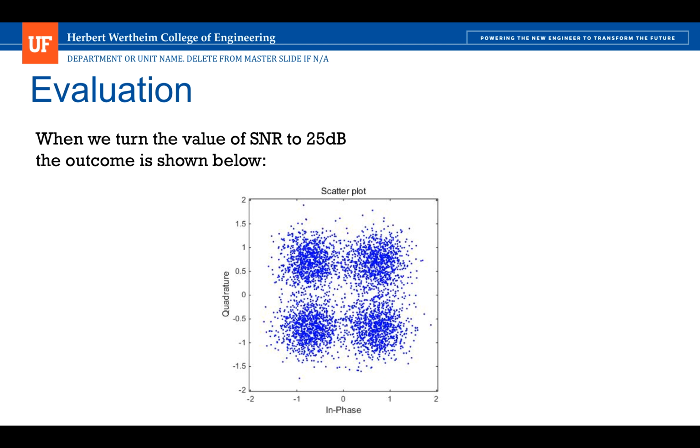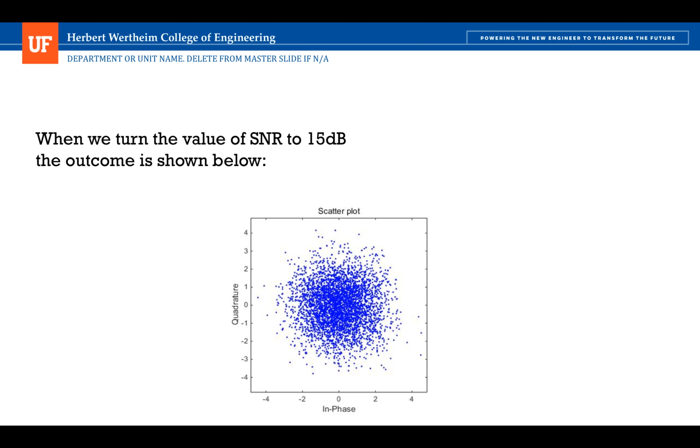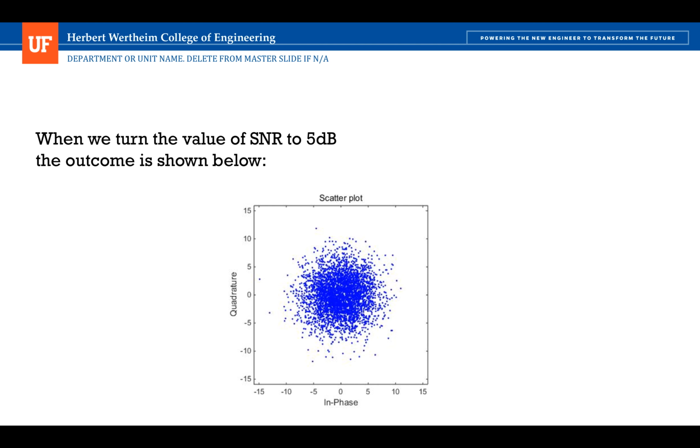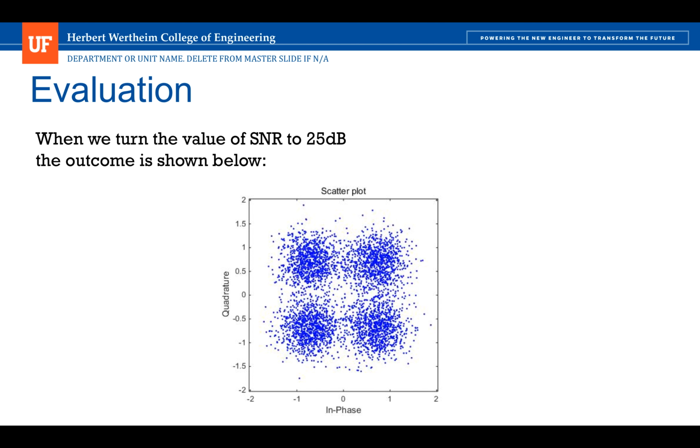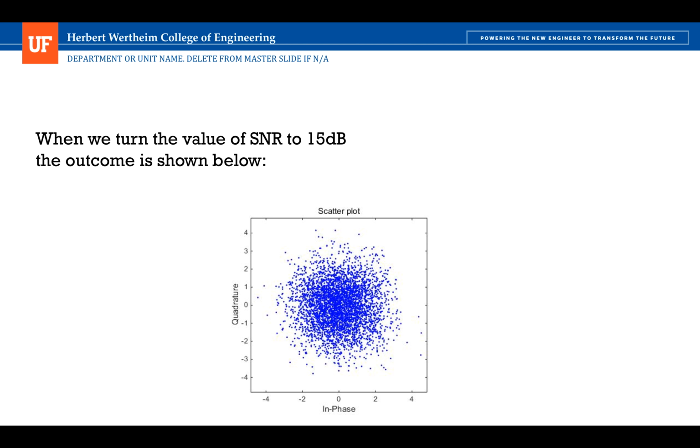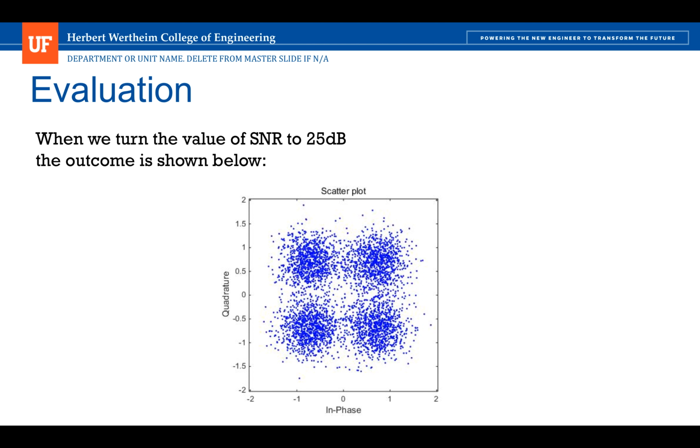When we return the value of SNR to 25 dB, the outcome is shown like this. And for SNR equals 15 dB, the outcome is this. For SNR equals 5 dB, the outcome is this. So comparing these three diagrams, we can infer that the higher the SNR is, the clearer the signal is after transmission.